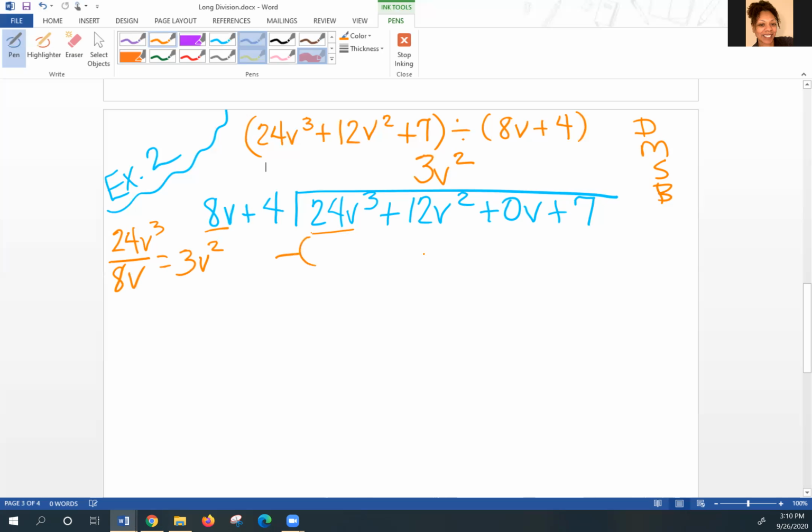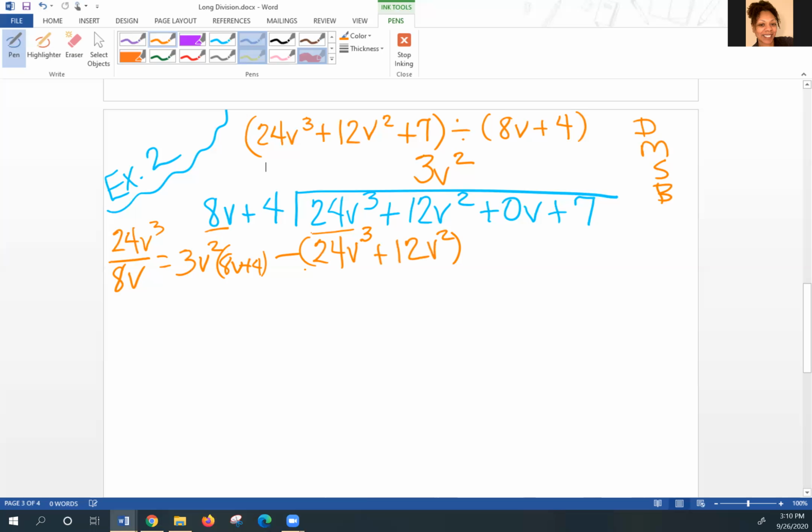What I can't forget is my next step. I know I'm going to be subtracting, but what am I subtracting? I'm taking my divisor and multiplying it times that answer. So 3 times 8 is 24. V squared times v is v cubed. I know I'm on the right track because it's exactly the same as the term above it. 3 times 4 is 12. And then v squared.